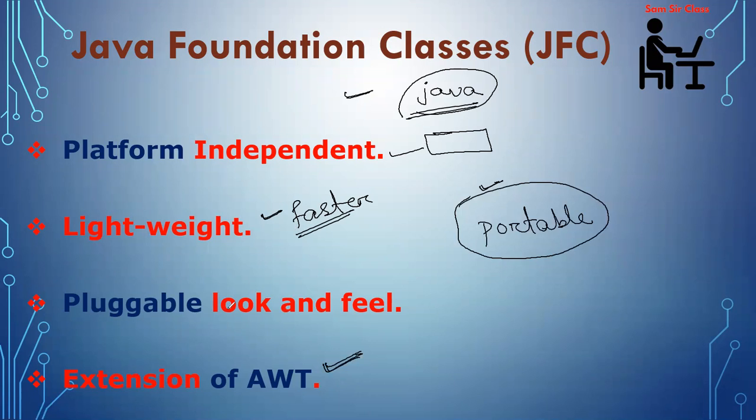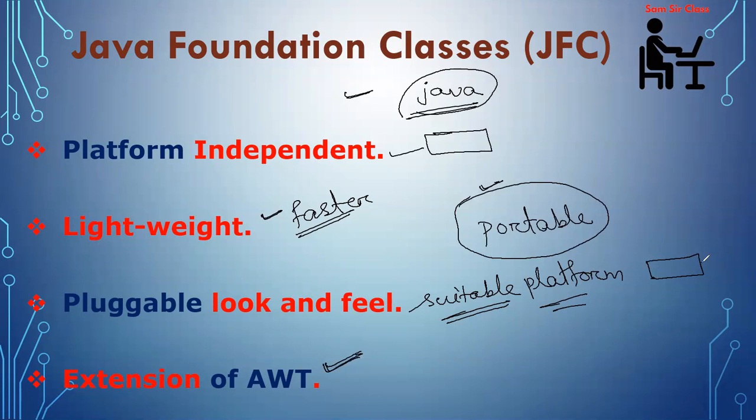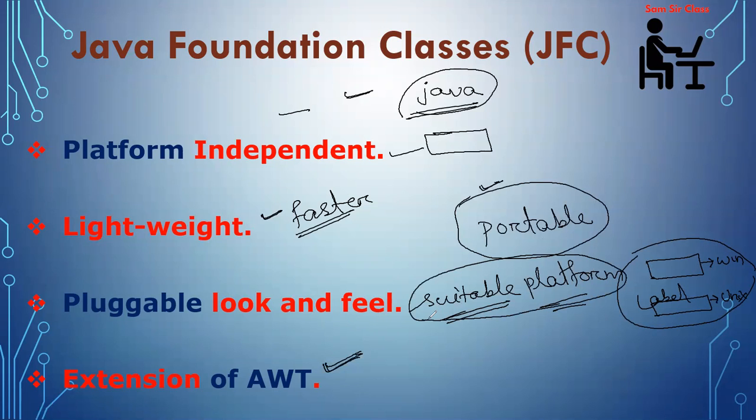Okay. Now coming to pluggable look and feel. So what is that pluggable look and feel feature? It allows the programmer to change the look and feel as suitable for the platform. So as per the suitability, they can change the look and feel. Like, suppose the user wants my button to look like the Windows platform, my label to look like a Unix system. That also is accepted in JFC. So pluggable look and feel means as per the suitability of the platform, the user can design the components.